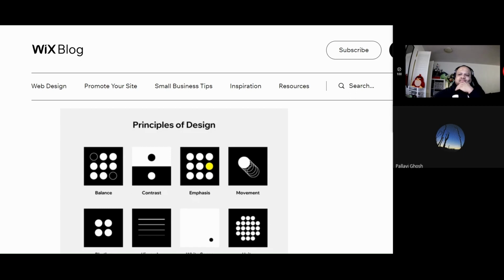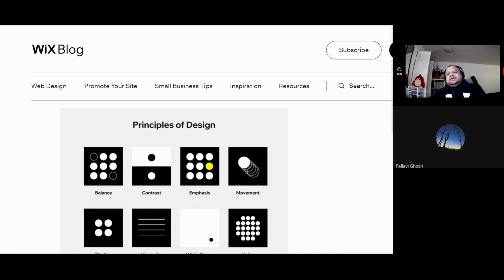Like with colors, with anything. When we see a balanced image, it gives a feeling that everything is balanced. Definitely, it's very important.